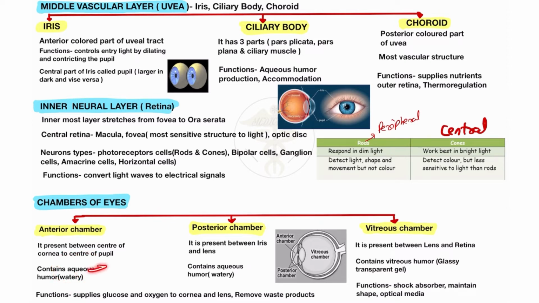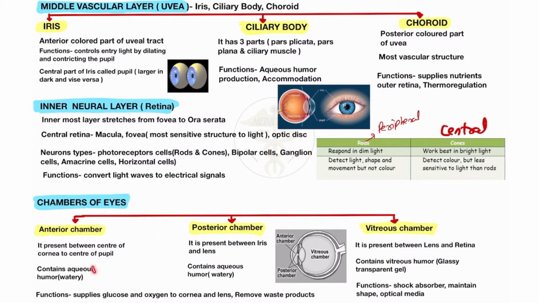Please also learn this important point: aqueous humor is produced throughout life, but vitreous humor is not. It is formed only once, before birth, and after birth it is not produced again. But aqueous humor is produced all the time, from birth until death. So there is a big difference between the aqueous humor and the vitreous humor.